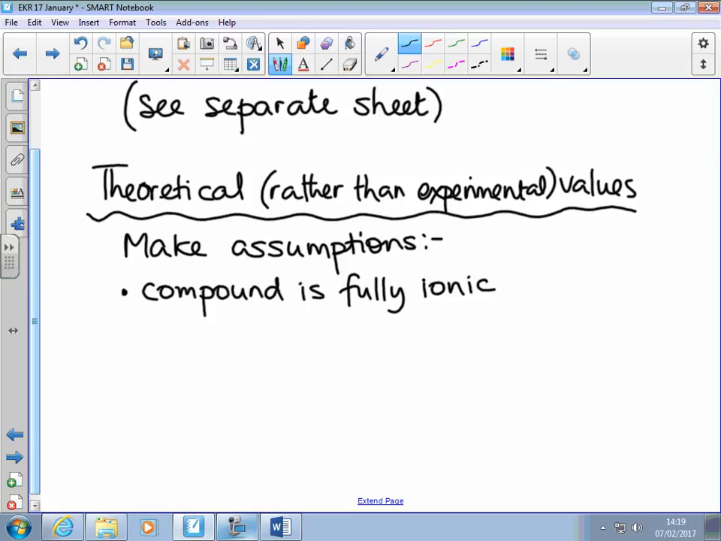So you can make a comparison between the theoretical and the experimental, because theoretical assumes it's fully ionic. If it doesn't match up, then it might be that that bond is not fully ionic, and that can help you see why these numbers are justified.